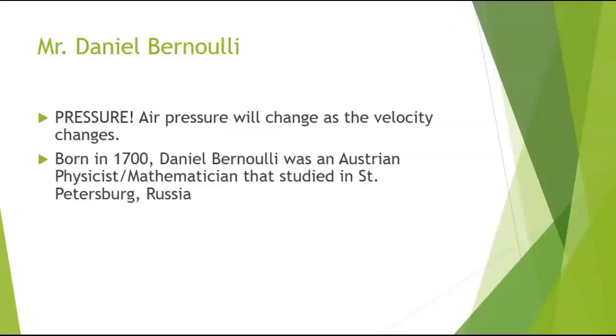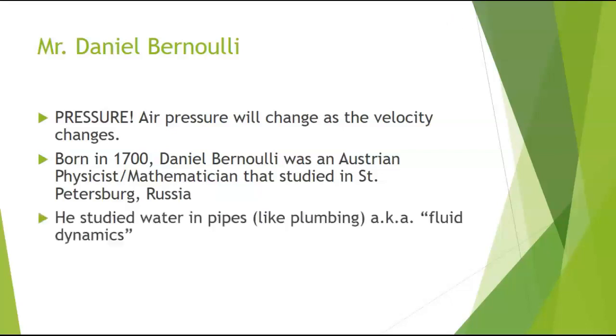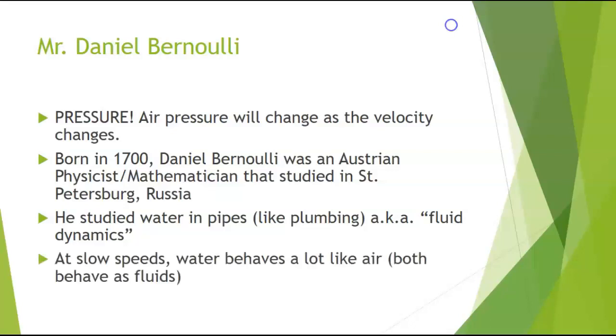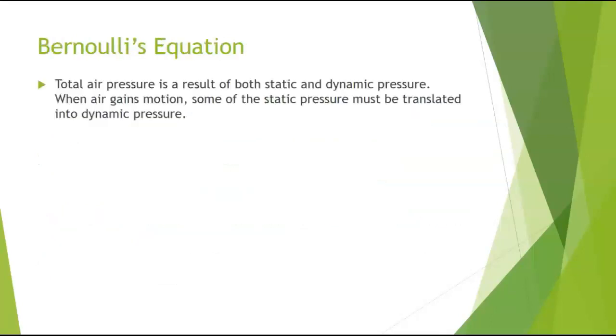Daniel Bernoulli was born in 1700, and he was an Austrian physicist and mathematician that studied in St. Petersburg, Russia. And he studied water in pipes, like plumbing, and what was called fluid dynamics. At slow speeds, water behaves a lot like air. Both behave as fluids. So in Bernoulli's equation, total air pressure is a result of both static pressure and dynamic pressure. Static pressure is the pressure of still air. Dynamic pressure is the pressure of moving air.